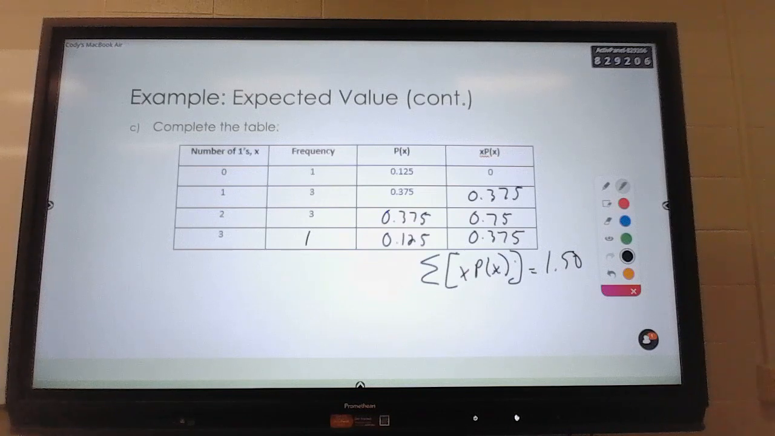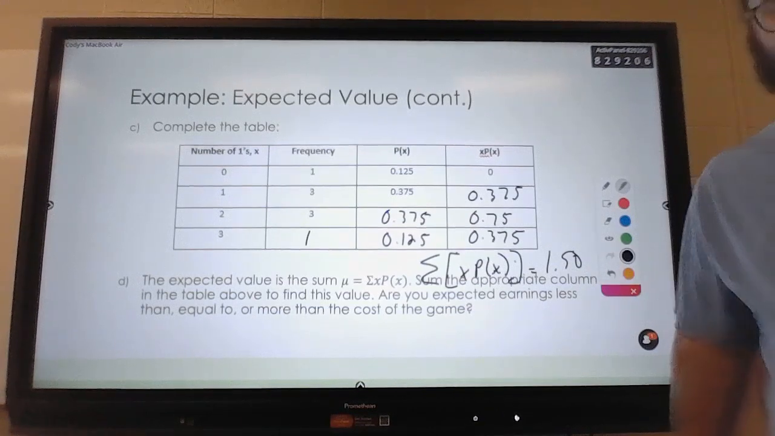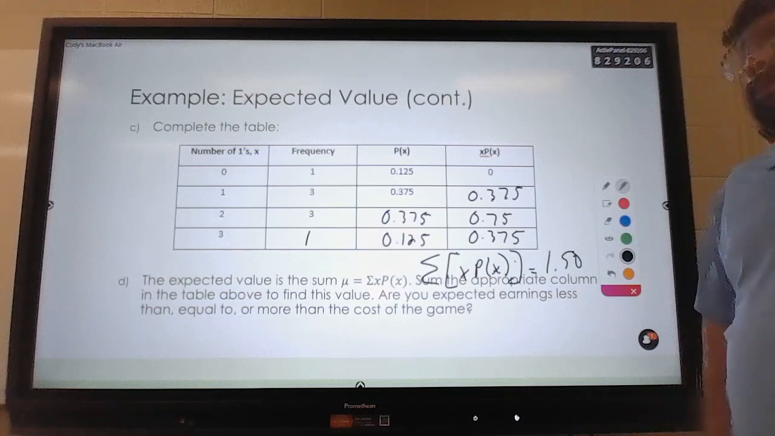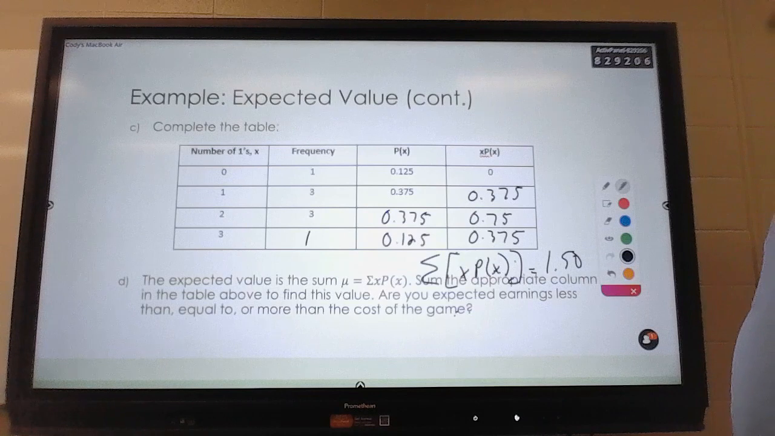So the question was, is the expected value less than, greater than, or equal to the cost of the game? Well, the cost of the game was $2. If your expected value is 150, that essentially means you're getting ripped off 50 cents. So no, the cost of the game is not worth the expected value that you get in return.